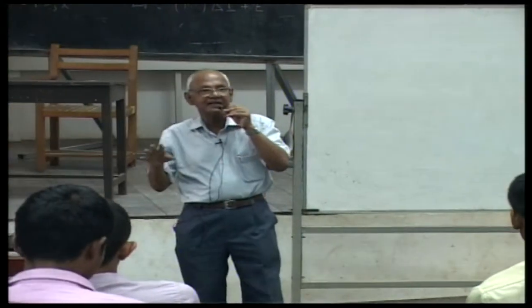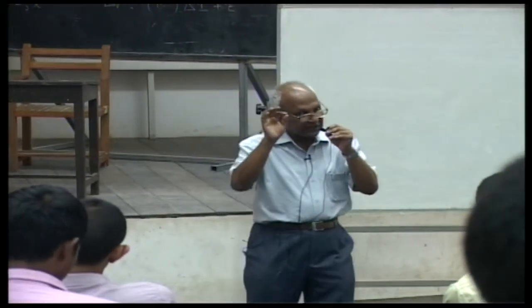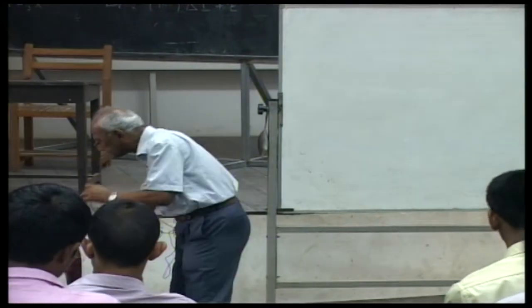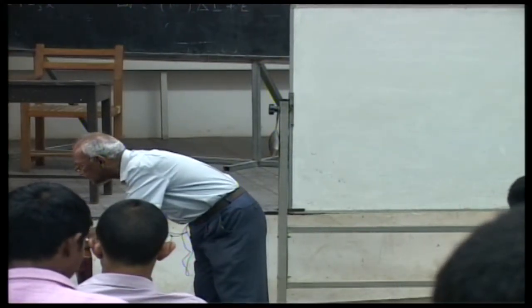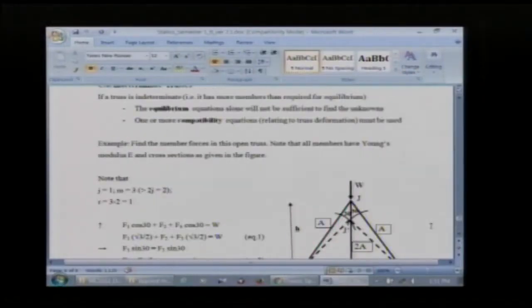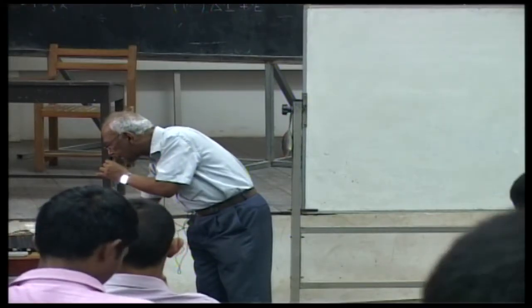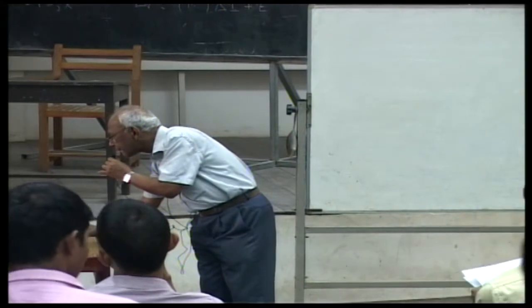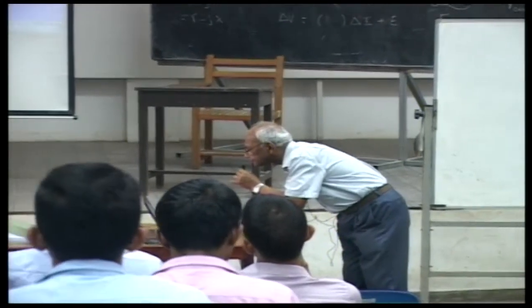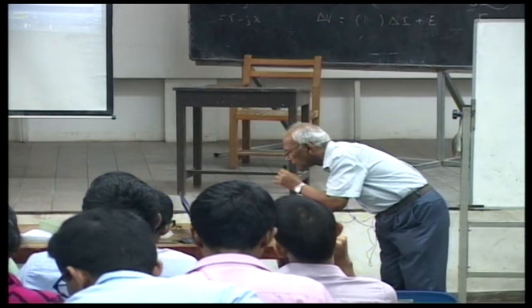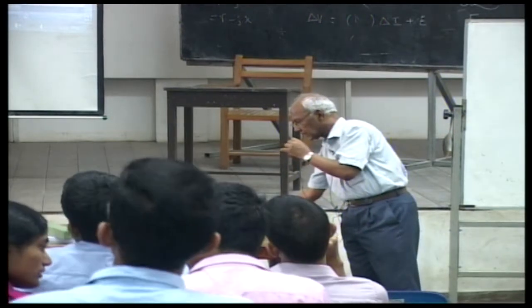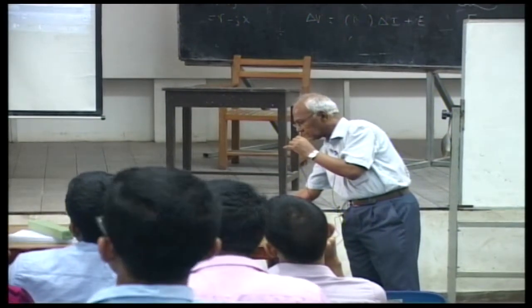Then we looked at the basis of analyzing trusses and we started with the method of joints. Go to each joint in turn and write two equilibrium equations. So I will start on this page. This is the last page I gave you, not this one.